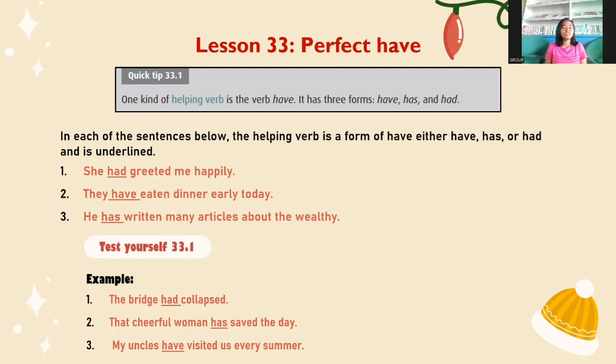Lesson 33. Perfect have. Quick tip 33.1. One kind of helping verb is the verb have. It has three forms: have, has, and had. In each of the sentences below, the helping verb is a form of have, either have, has, or had, and is underlined. For example, number one: She had greeted me happily.